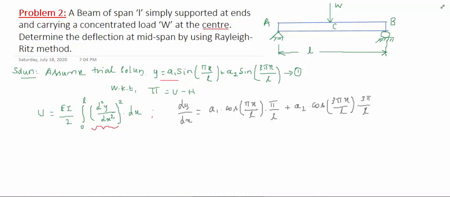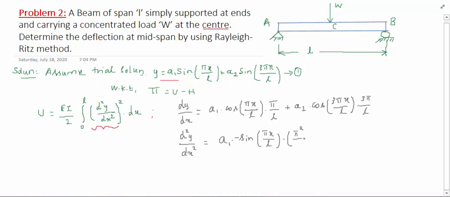Again one more time we have to differentiate, so we need to find d²y/dx². For a1, if you differentiate cos, it becomes minus sin(πx/L), and since π/L is already there, π²/L² will be there. Similarly minus a2 sin(3πx/L) times 9π²/L², as 3π/L is already there.